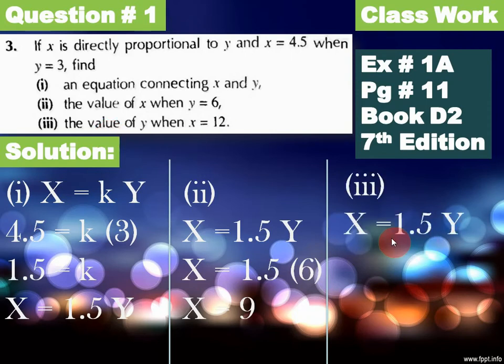Now again we have to write first the given equation x is equal to 1.5y, which we calculated in the first part. Again and again, whether it is the second part, third part, fourth part, fifth, sixth and so on, we have to write first the equation which we calculated in the first part. So, find the value of y when x is equal to 12.